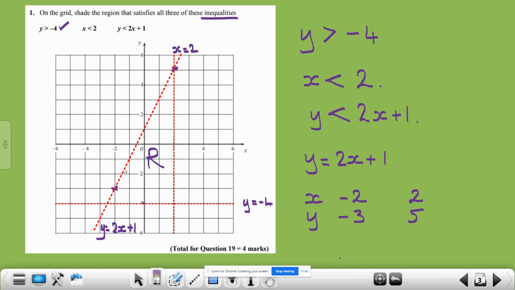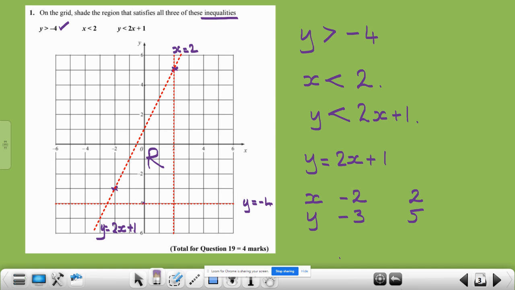So if we look this side of this line, that's where y is less than 2x plus 1. If we look at this side here, this is where x is less than 2. And if we look above this line, that's where y is greater than minus 4. So we have now drawn in those lines to show the region that satisfies all three of those inequalities.